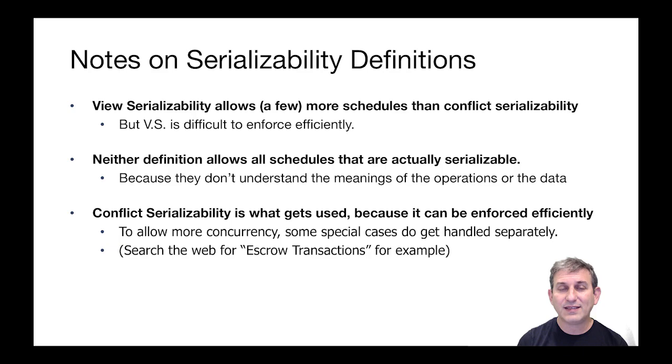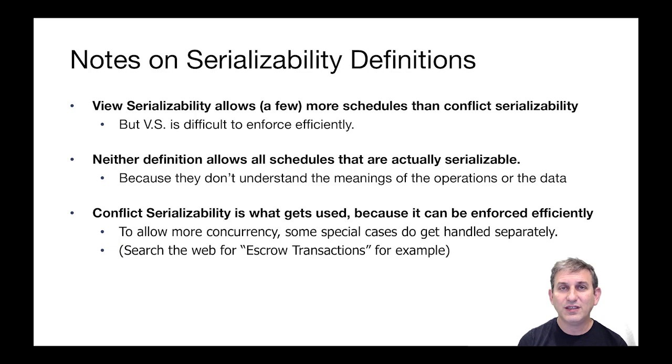They're conservative tests, and they're conservative in the sense that they don't understand the meaning of the operations or the data. So it's possible that there's a conflict between two transactions, but that conflict doesn't matter, okay? And the only way you'd know that is to know what's being read and what's being written. And it's really hard to tell that without application information. So conflict serializability is what gets used out in the field.